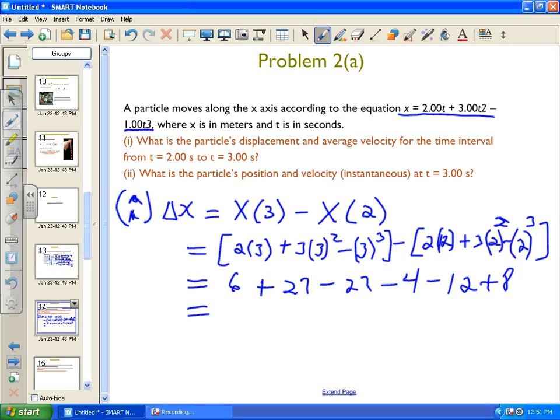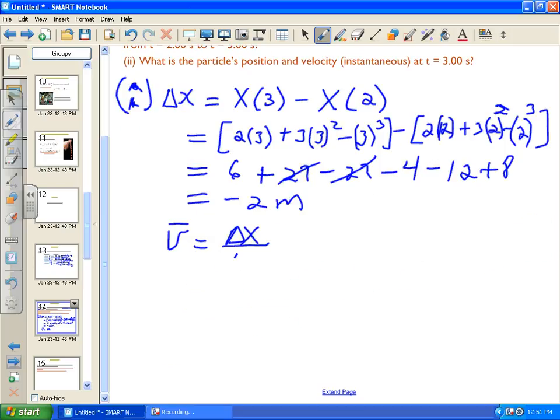Okay, let's combine these numbers. 27 minus 27 is 0. 6 minus 4 minus 12 plus 8 is minus 2 meters. So the particle's displacement for this time interval is negative 2 meters. The average velocity in this time period is given by the displacement of the particle, delta x, what we just obtained, divided by the increment of time. Here, minus 2 meters divided by 3 seconds minus 2 seconds, which is of course 1 second, and so the average velocity is minus 2 meters per second.